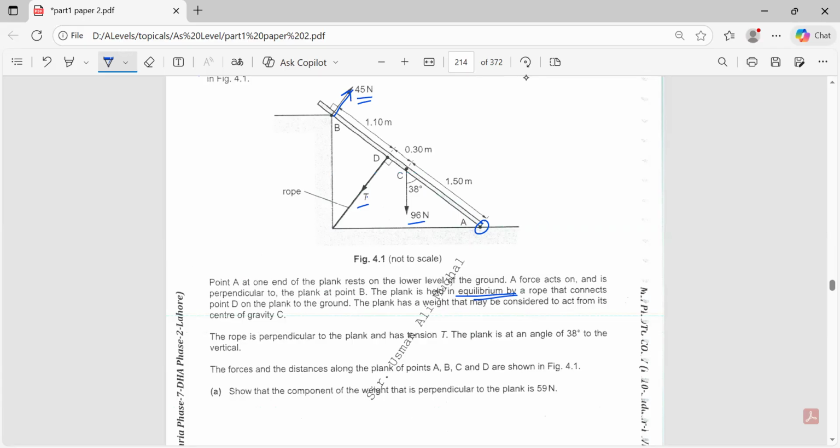Question says show that the component of the weight perpendicular to the plank is 59. So it means that this is the weight which is hanging, so we need to find out which component. We need to find out this vertical component, and this is called its horizontal component, right? So we just know about this 38. So we want this specific part, the vertical component part.